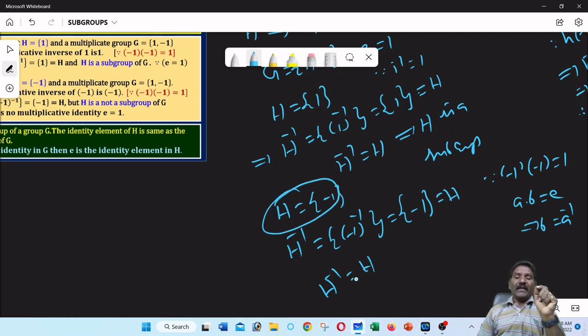So H is equal to H inverse in both examples, but in case 1, H is equal to {1} is a subgroup, but H is equal to {-1} is not a subgroup. So converse of the above theorem need not be true.